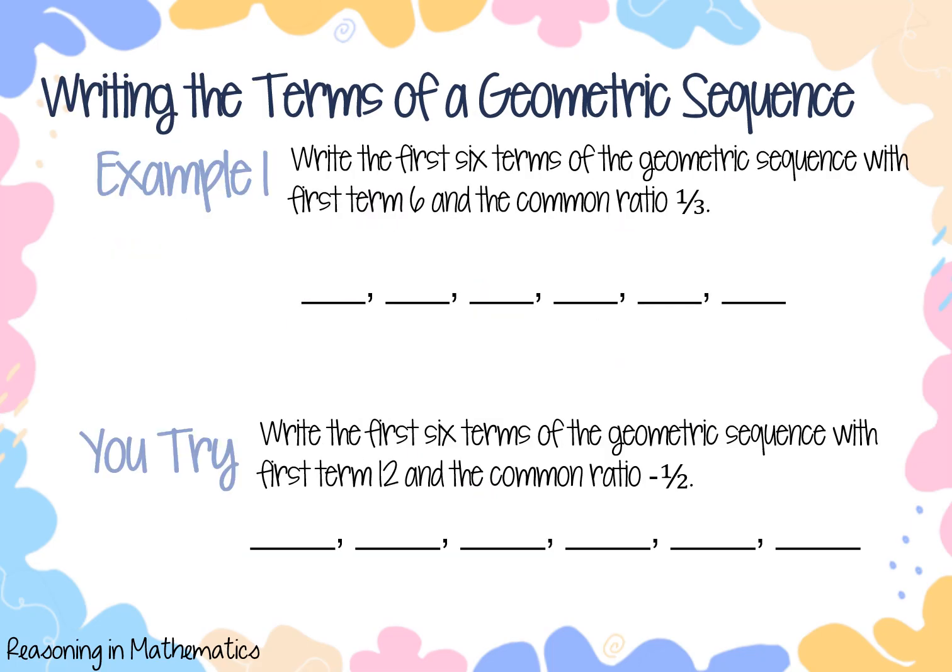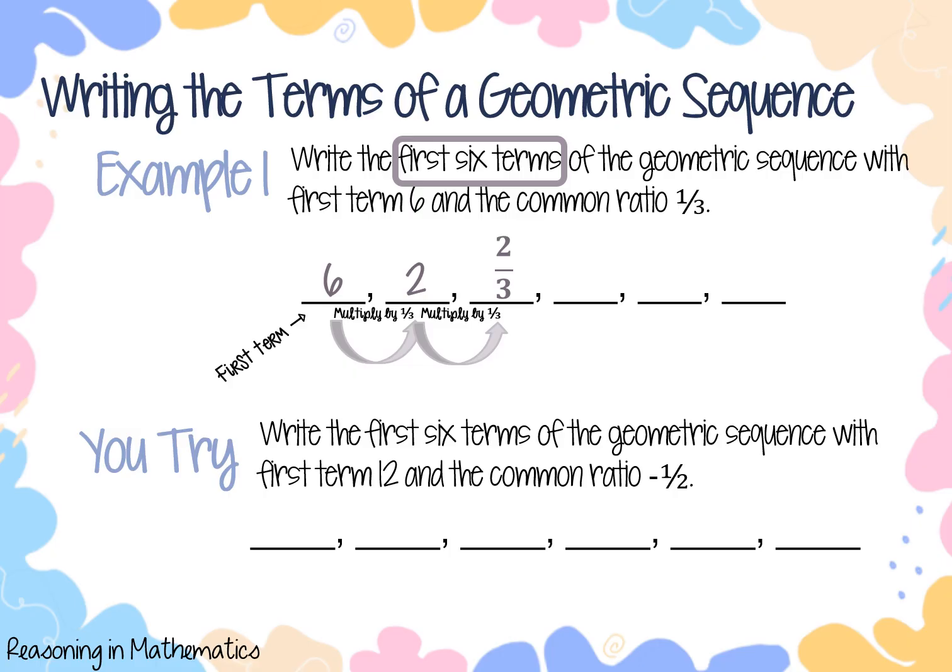Writing the terms of a geometric sequence. So we are going to find the first 6 terms of the geometric sequence with the first term 6 and the common ratio 1/3. So we're going to multiply by 1/3 each time. So we're going to get 2. 2 times 1/3 is 2/3. Multiply by 1/3 again, you get 2/9. Multiply by 1/3 again, you get 2/27. And let's do it for the 6th time. We're going to multiply by 1/3, and our 6th term is 2/81.